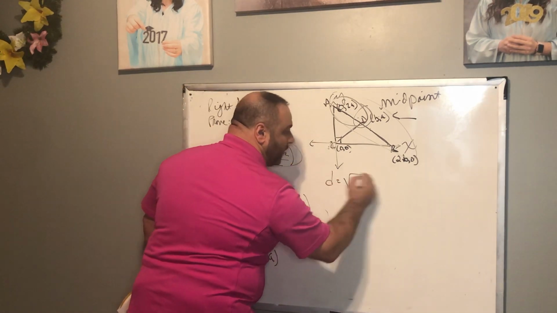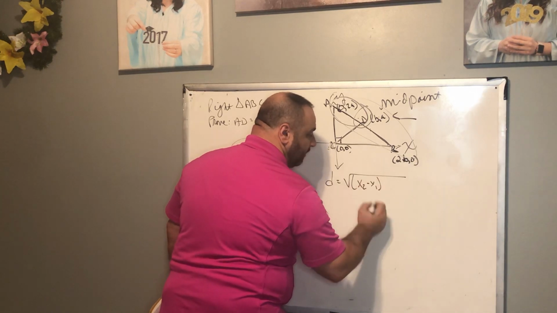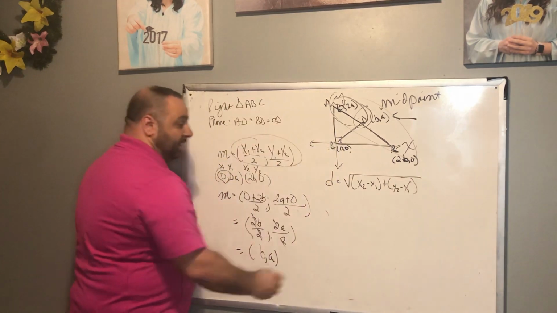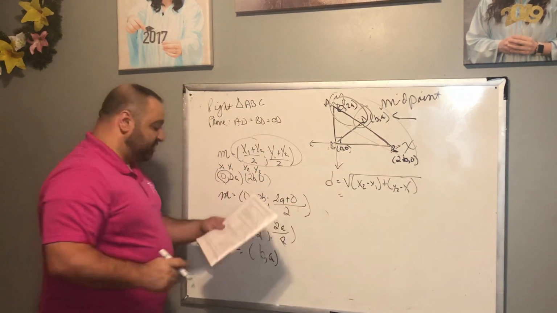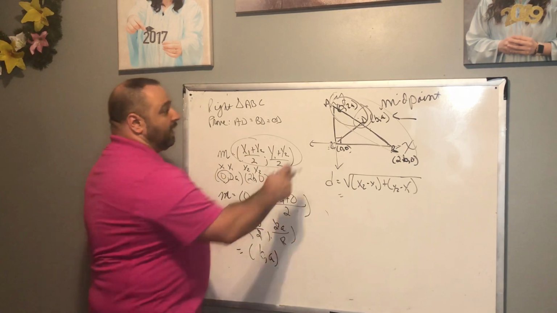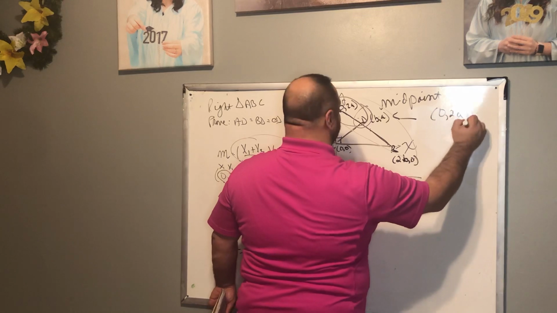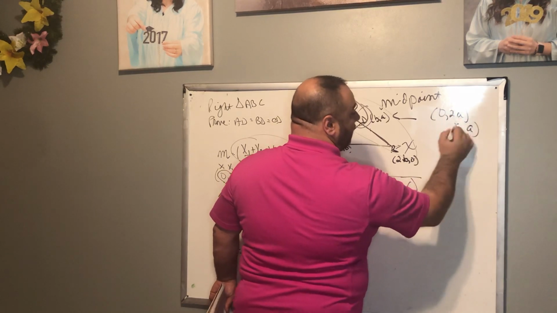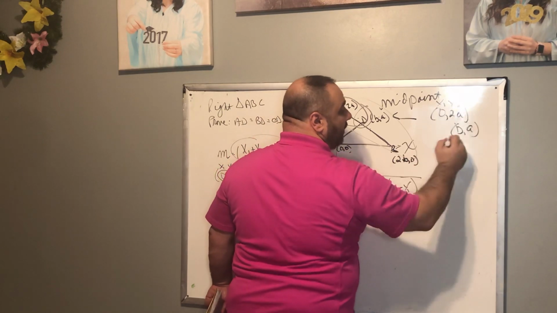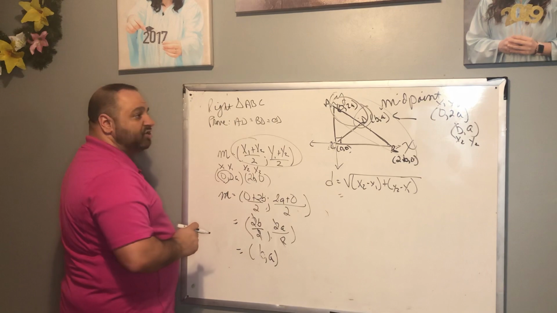D equals the square root of x2 minus x1 squared plus y2 minus y1 squared. Okay, let's plug this in. The first line segment we're going to figure out is AD. Let's write the coordinates of AD so we don't get confused with my mess on the board here. Ready? x1, y1, x2, y2.